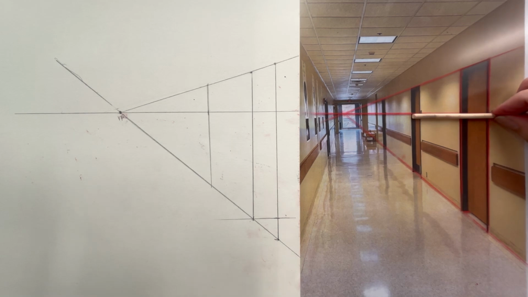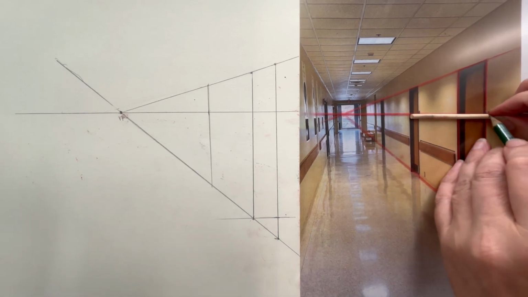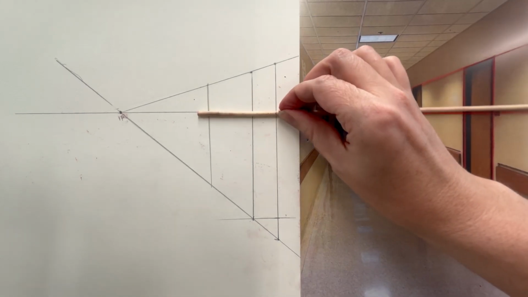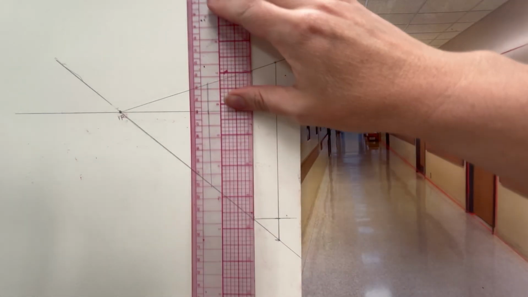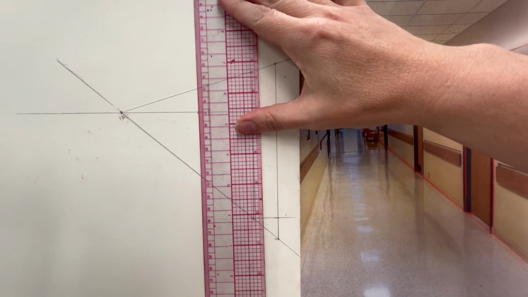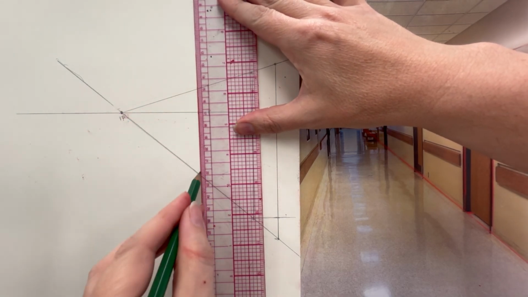Now, maybe I want to measure from the far right edge of one door to the far left edge of the next. That'll be a slightly longer horizontal span. I mark that new width on my stick, transfer it to the page, and I'm good to repeat as needed.